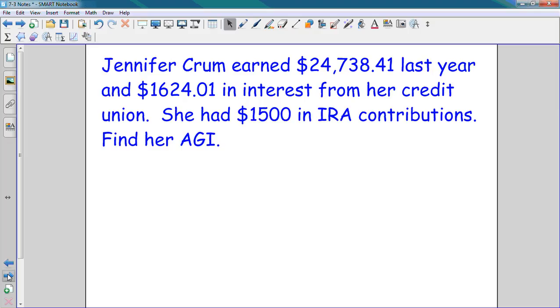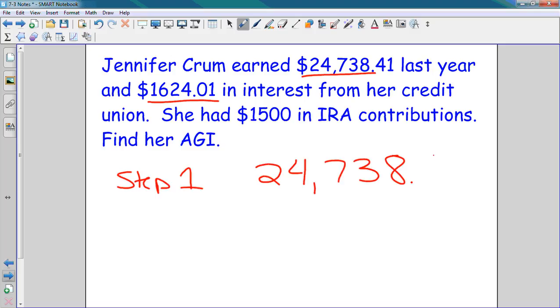She has to find adjusted gross income. We're going to have to add those together. Then she also contributed $1,500 in her IRA contributions. So in order to find AGI, we have to add together our income. Step 1 of how to find AGI, you have to add together your income. So I'm going to take $24,738.41 and add it to $1,624.01.